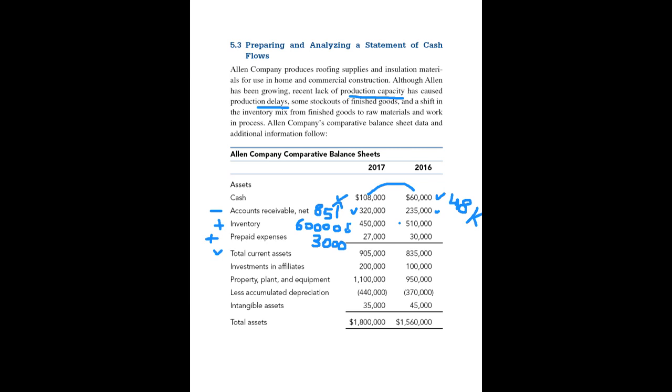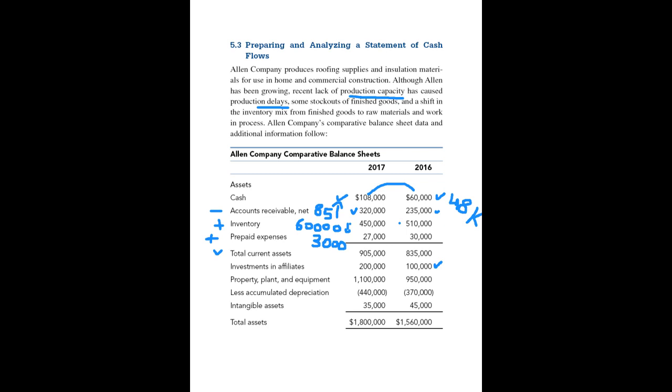Okay, let's do one thing. We will first take the difference of all the items and try to identify the reasons, and then I'll take you to the Excel file in which we will prepare the cash flow statement. So let's have a look at investment in affiliates. If you see here, investment in affiliates is increasing by 100,000.